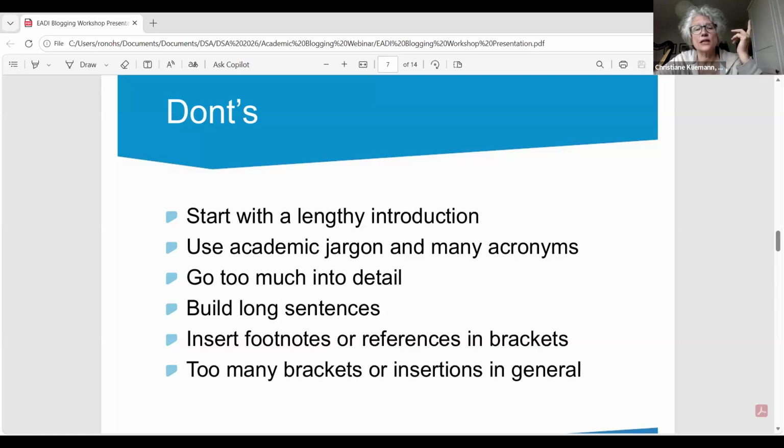Of course, don't use academic jargon and acronyms. And if you use an acronym, of course, introduce it. Please don't go too much into detail or build long sentences. We already had footnotes and references, so please don't insert those. And please don't use many brackets or insertions. Next slide, please.